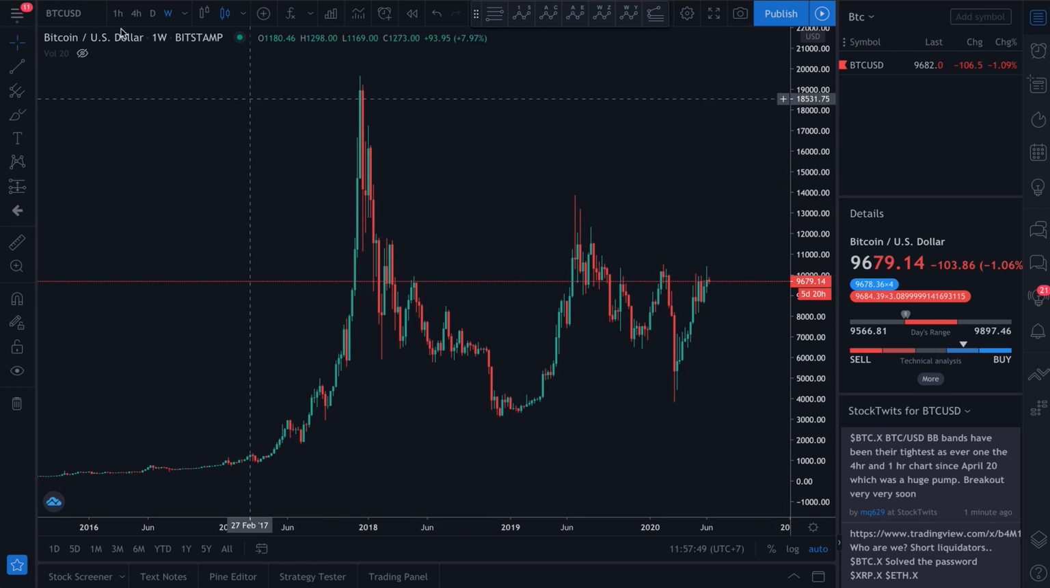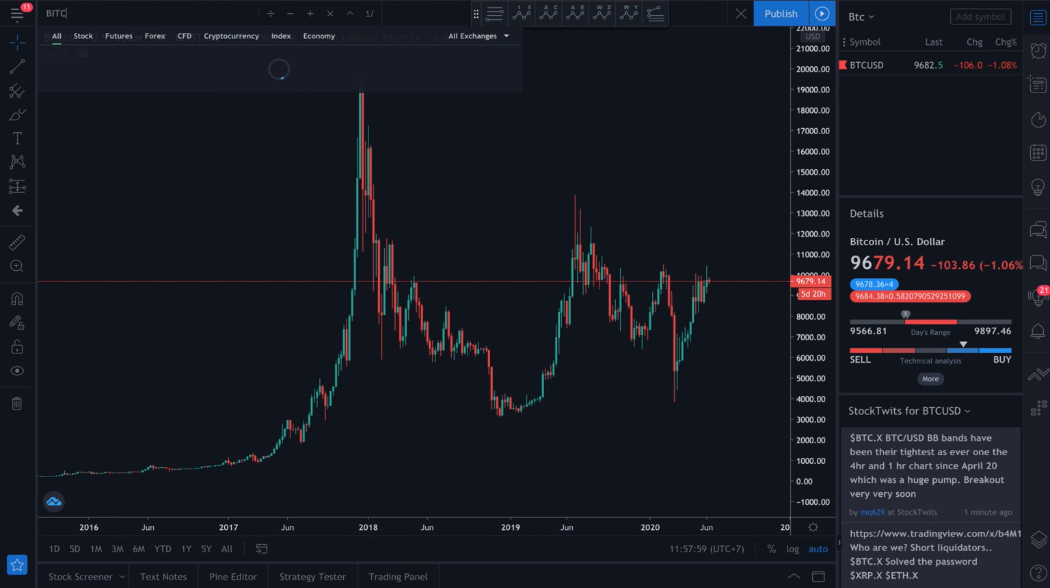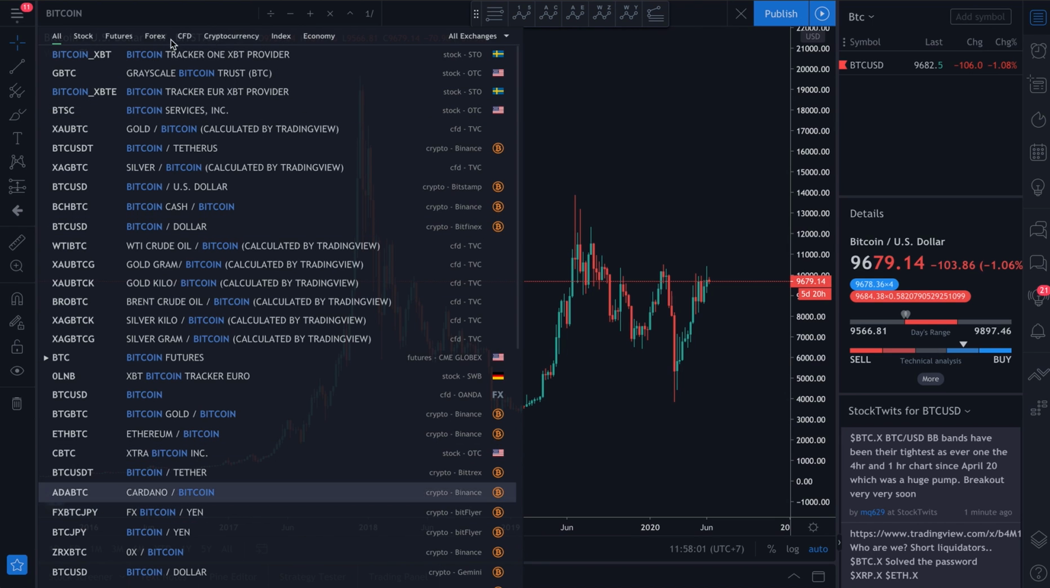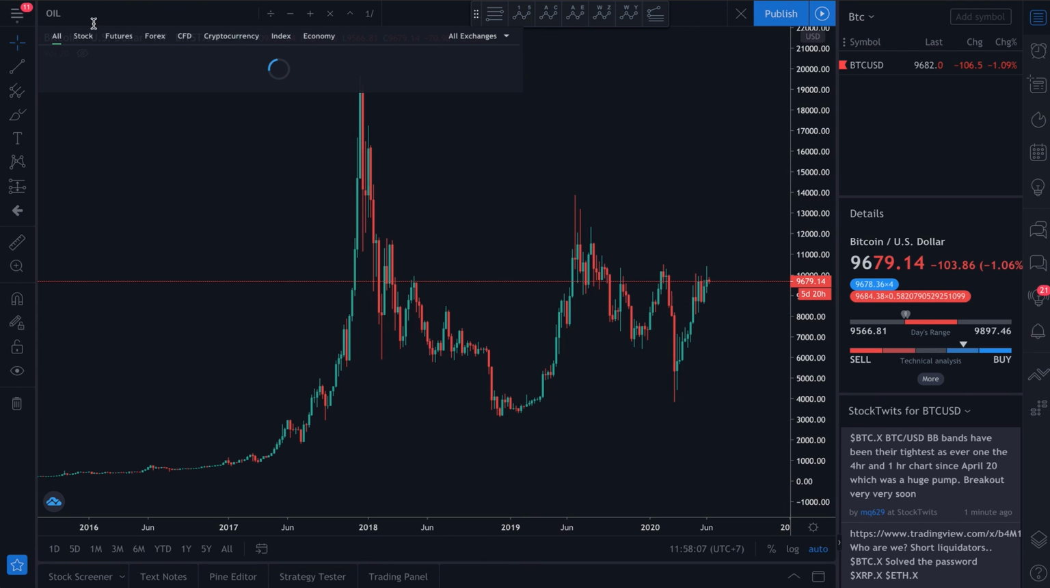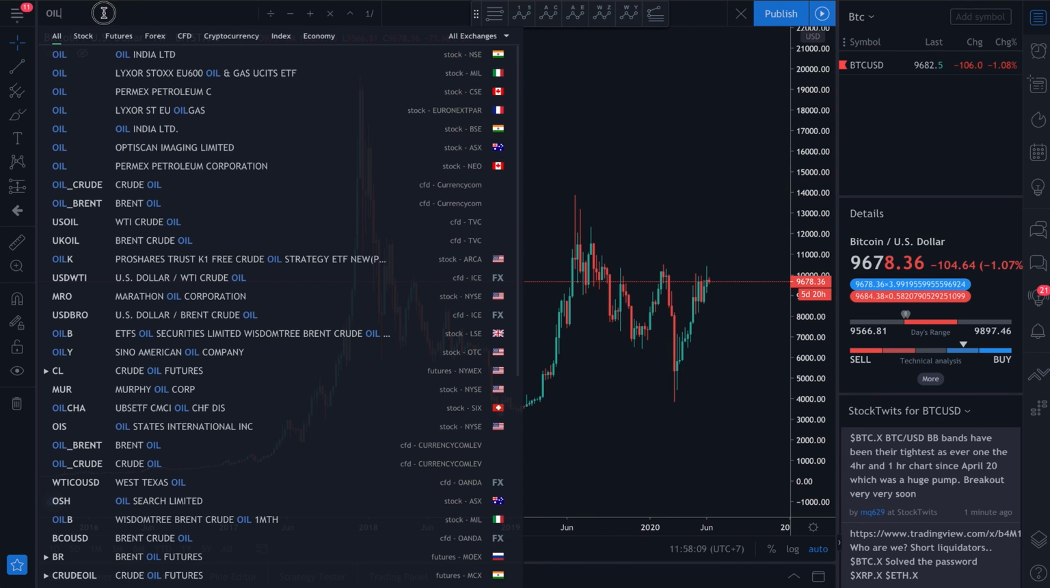So the first thing you want to do, if you're completely new to TradingView, that's okay, because I will go step by step with how you can use this. So here, if you go to this box, you can type here Bitcoin, and you can find different Bitcoin pairs here on different exchanges. You can type oil, you can find all these different oil trading pairs.